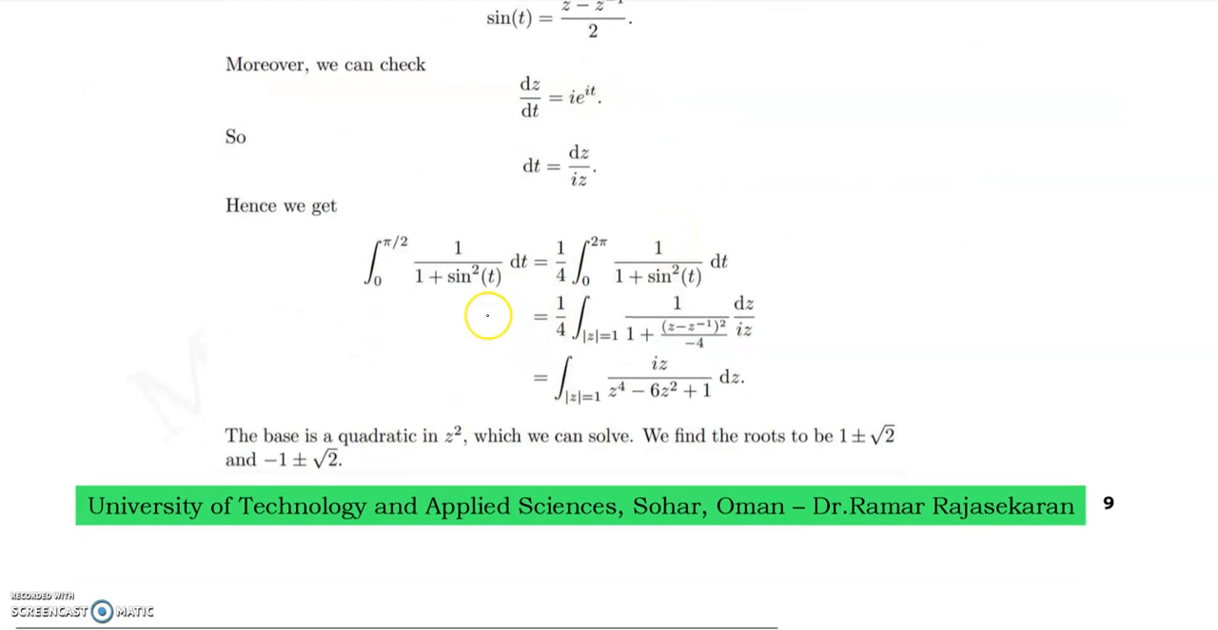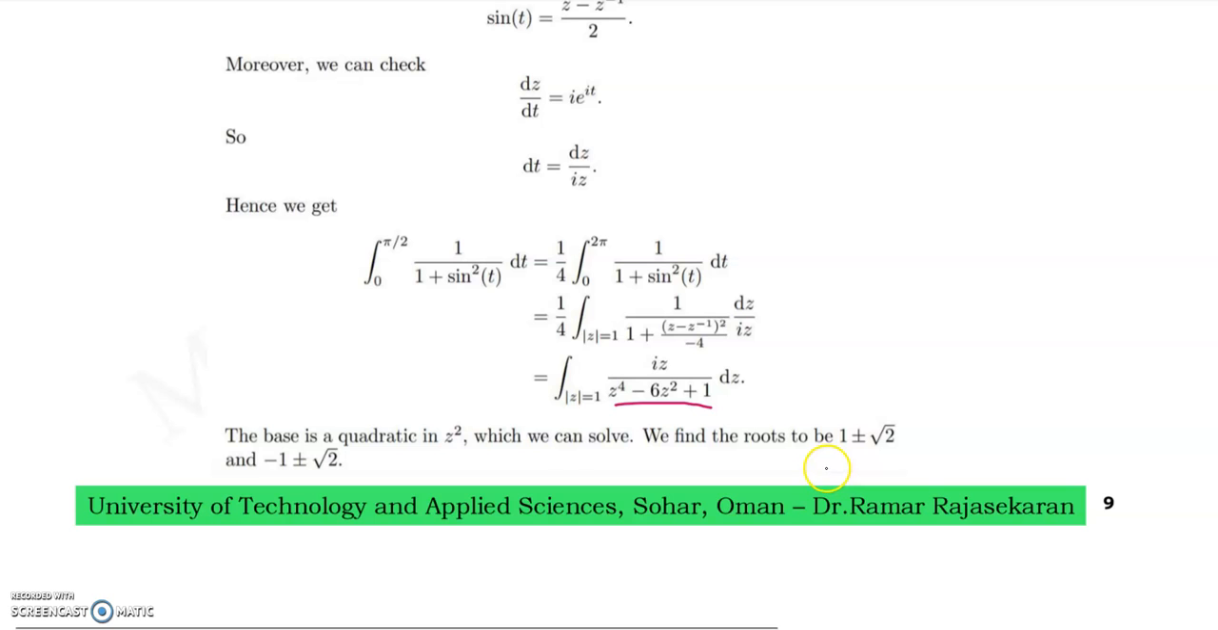Another point: now you see 0 to pi over 2. 0 to 2 pi is the complete circle, and 0 to pi over 2 is nothing but one fourth of this. That's why we are writing 1 over 4 integral 0 to 2 pi. Then you do the substitution and simplify it, and you will get this value in the denominator. Now what is the degree here? 4. So you will get 4 simple poles. If you find the roots, they are 1 plus or minus root 2 and minus 1 plus or minus root 2. These are the 4 poles.